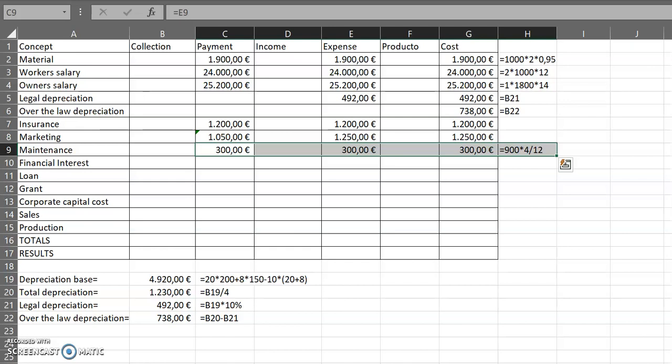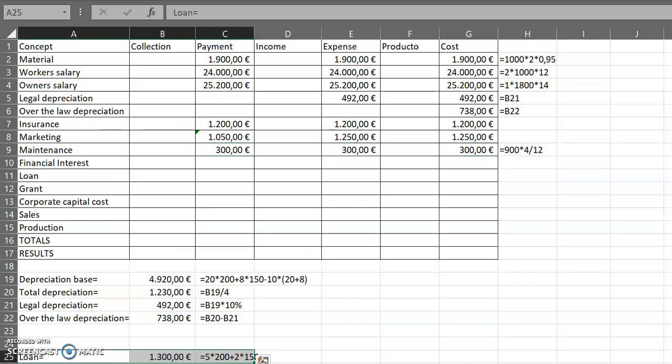Now we have information regarding the financial situation of the company. So we have information about a loan. It says that the company bought 5 bikes for adults and 2 bikes for children. So the loan is going to be 5 multiplied by 200, which was the adult bike price, plus 2 multiplied by 150, which is the children price.